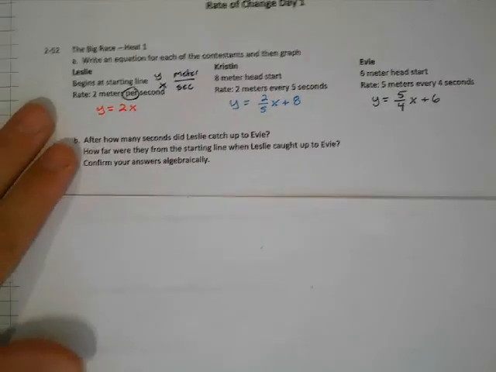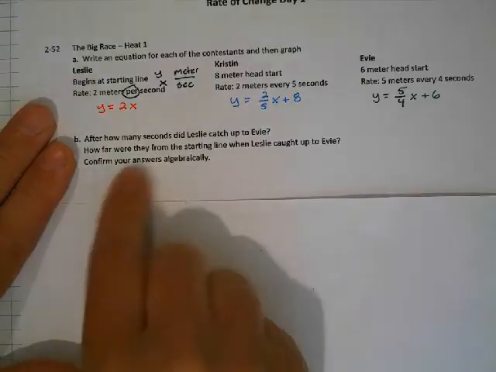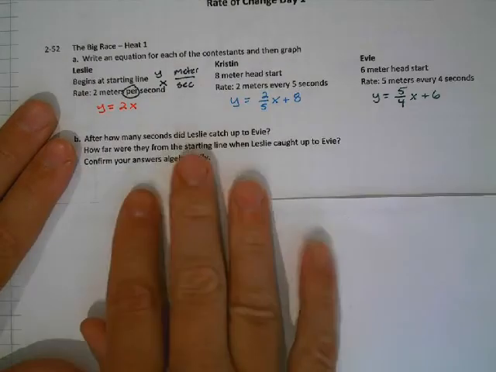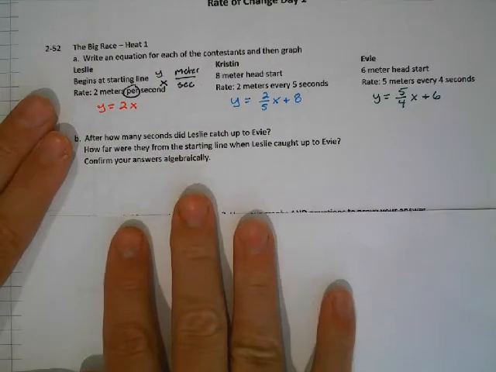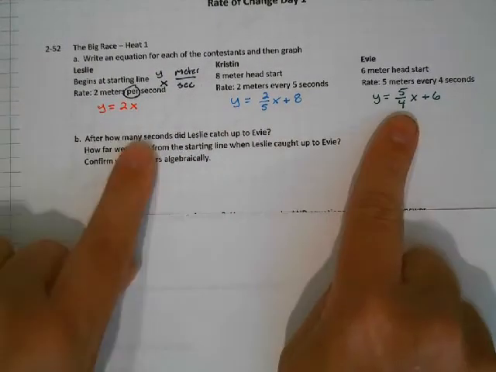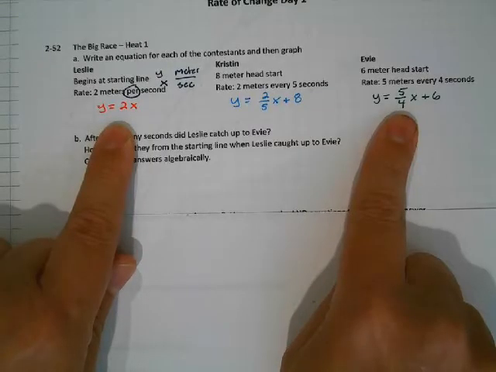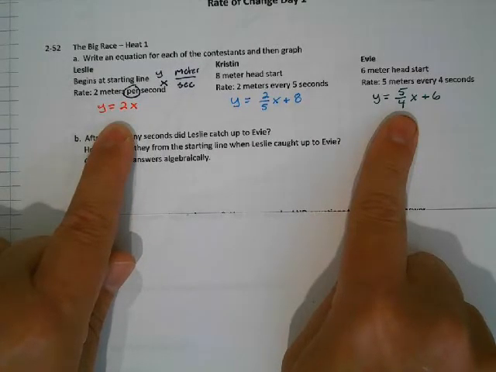All right, now the interesting part. How do we prove this algebraically? That at 8 seconds, they are definitely at the same spot. Well, algebraically, we look at these two. Here's Leslie and here's Evie. Now we're saying that at 8 seconds, their distance is the same. So what we want to do is prove that.